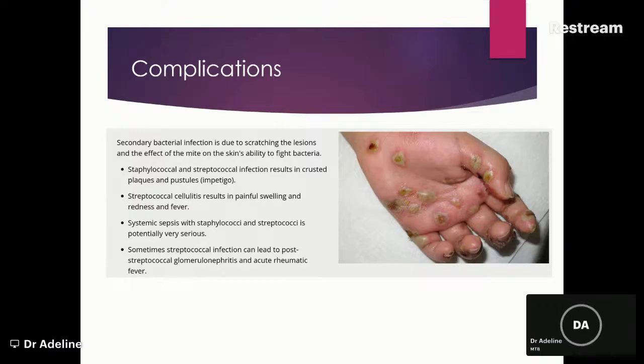Staphylococcal and streptococcal infections usually result in crusted plaques and pustules. Streptococcal cellulitis results in painful swelling, redness, and fever. Systemic sepsis with staphylococci and streptococci is potentially very serious. Sometimes the streptococcal infection can also lead to post-streptococcal glomerulonephritis and acute rheumatic fever.